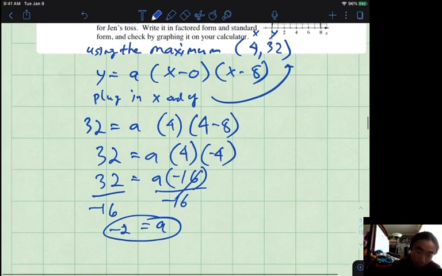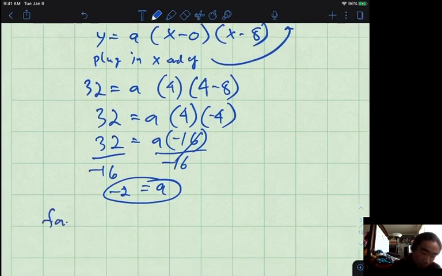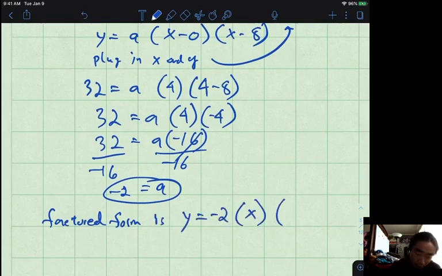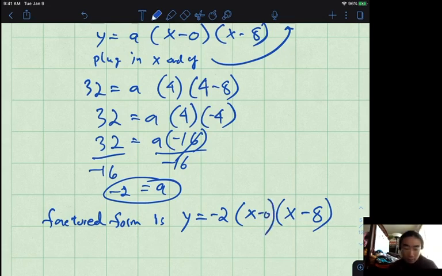So factored form is y equals negative 2 times x, and then x minus 8. I guess we could make it a bit more obvious, the other intercept, and do minus 0 here. Same thing.